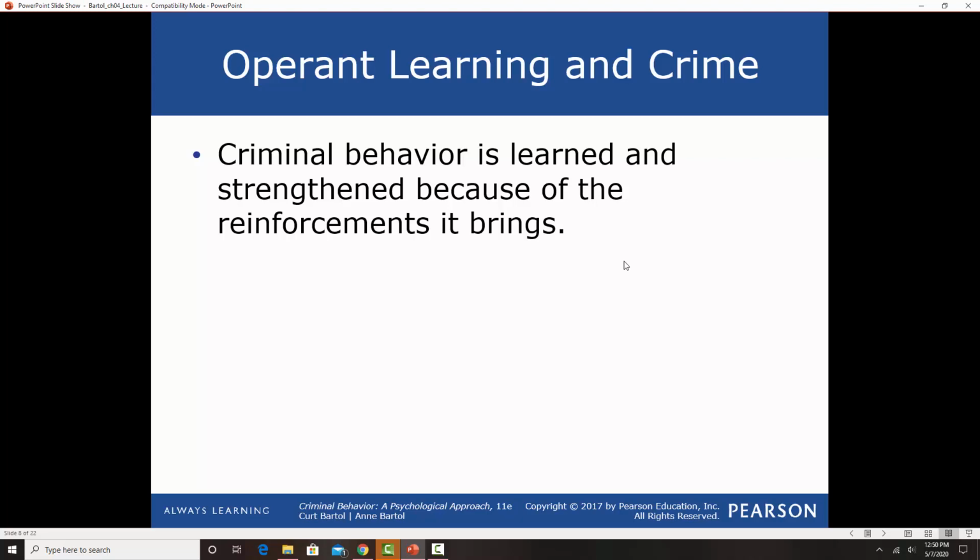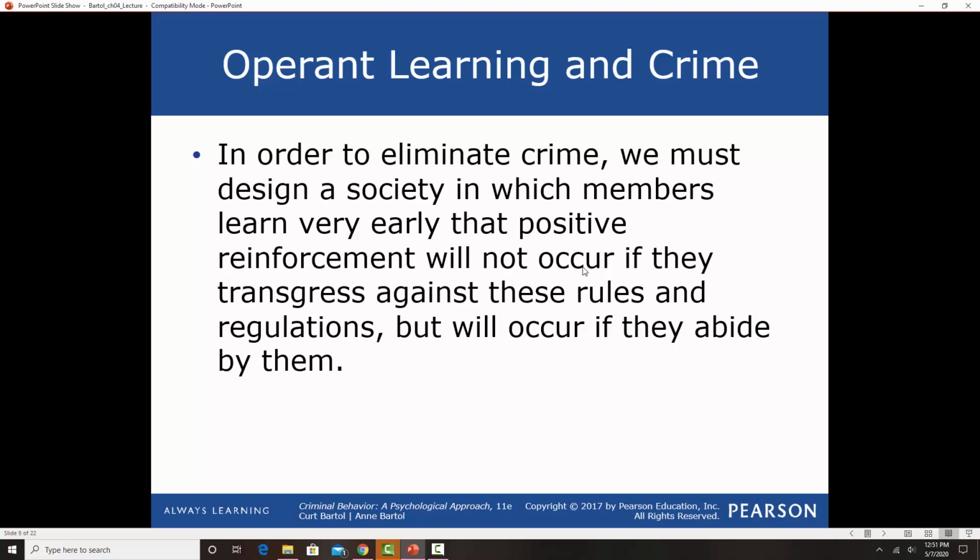So, operant learning and crime. Criminal behavior is learned and strengthened because of the reinforcement it brings. So you get either monetary rewards, you get money, you get goods, you get stereos, whatever, or you get some type of emotional or psychological pleasure out of it. And we see that a lot with serial killers, rapists, and child molesters, who are getting some type of pleasure out of their offending, and that increases the likelihood that they're going to continue those behaviors because they're getting that pleasure from it.